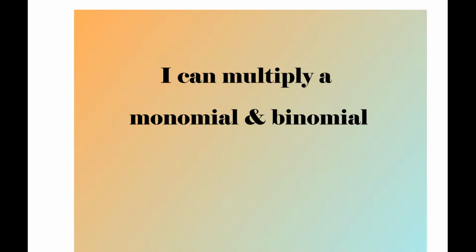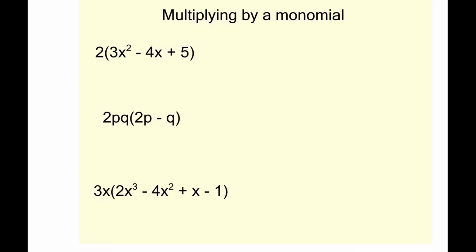In this video, you will learn how to multiply a monomial and a binomial. First, we are going to learn how to multiply by a monomial. A monomial just means that it has one term. Mono means one. You can see how each of these has a monomial on the outside of the parentheses.